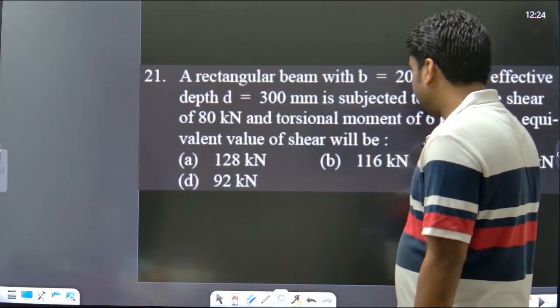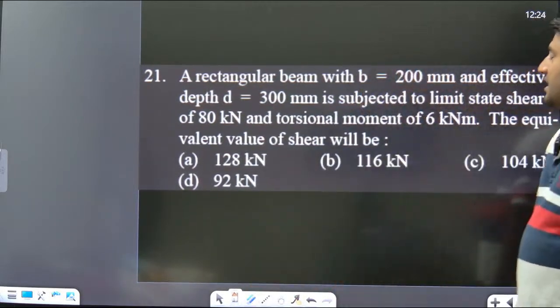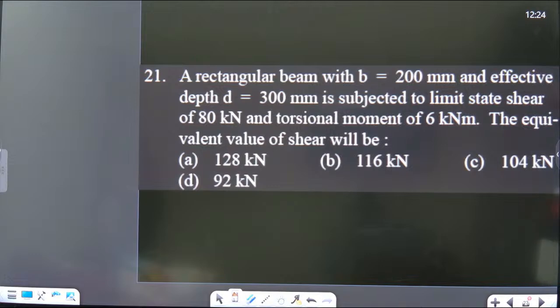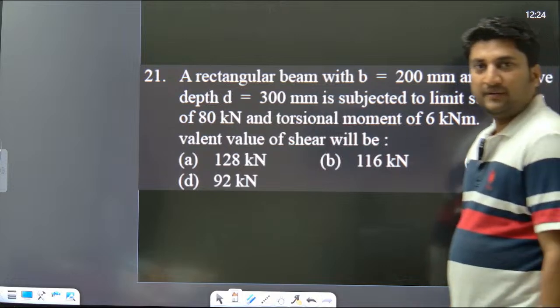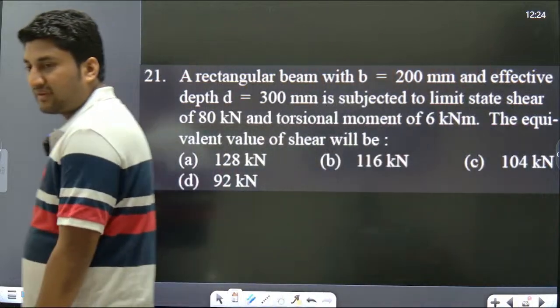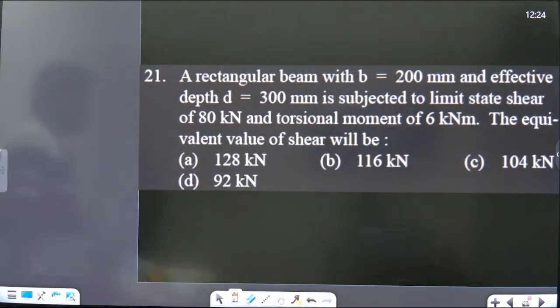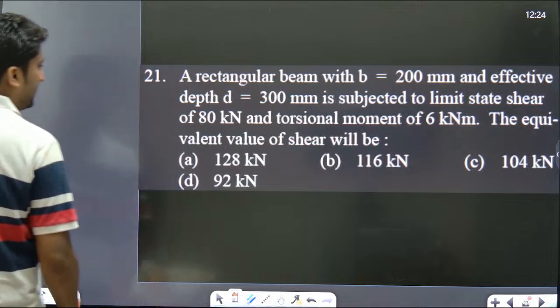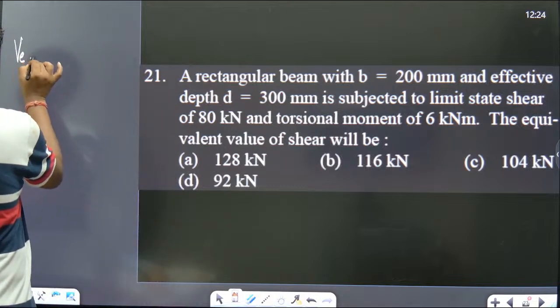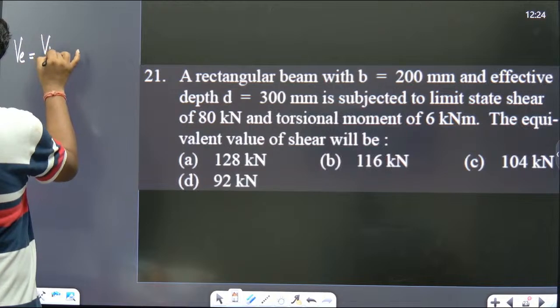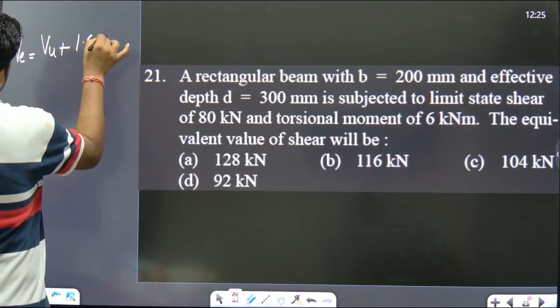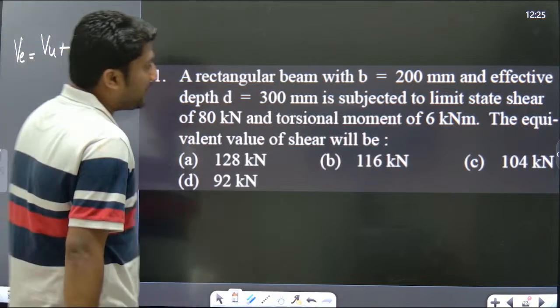Answer this. A rectangular beam with width B equal to 200 mm and effective depth D equal to 300 mm is subjected to limit state shear of 80 kilonewton. Please answer this. This is a very good question. Equivalent value of shear, I have just given you the formula. Equivalent value of shear is nothing but Vu plus 1.6 T by B. Yes or no? 1.6 T by B.